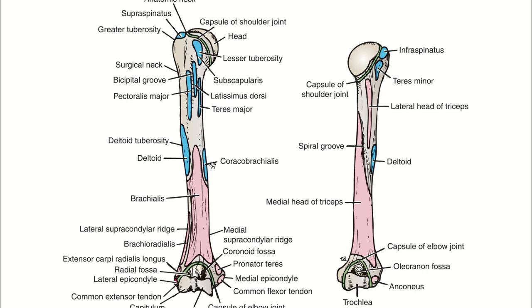So those are the fractures. If there is a surgical neck fracture, we damage the axillary nerve. Mid-shaft fracture, the radial nerve. Supracondylar ridge fracture, the median nerve, ulnar nerve, radial nerve damage.